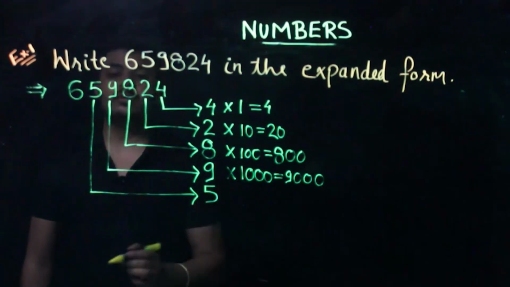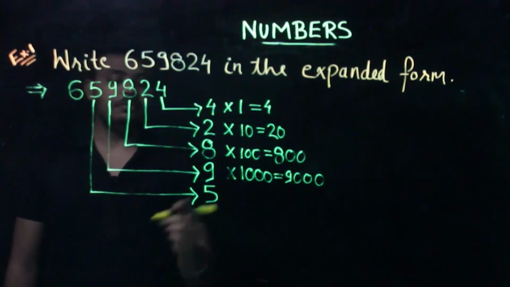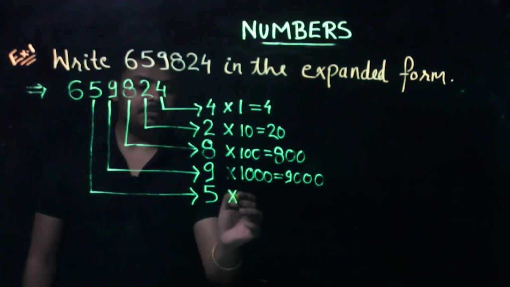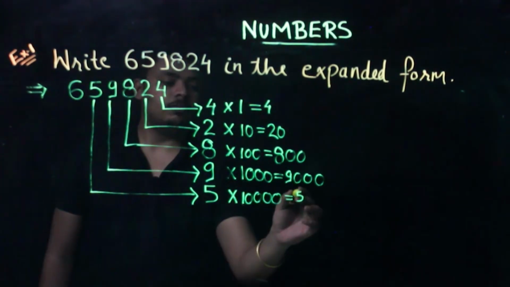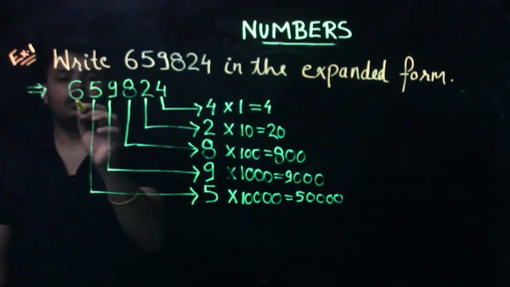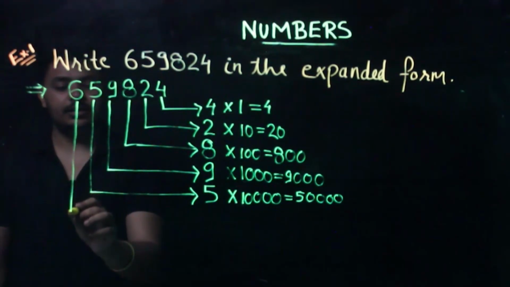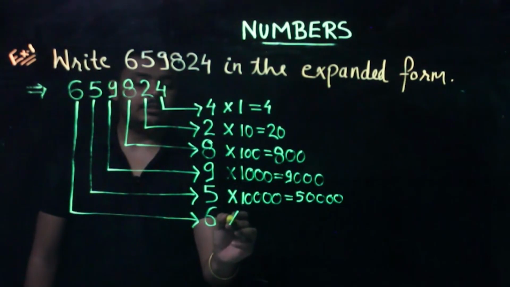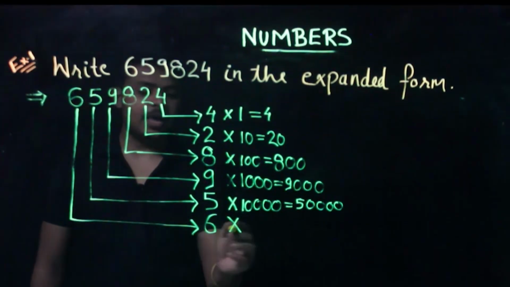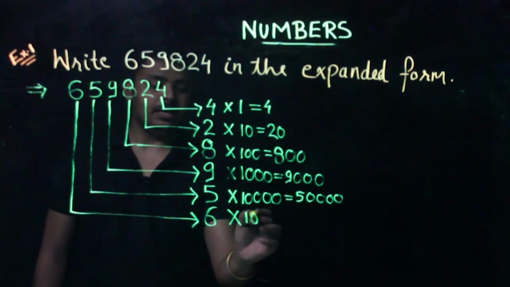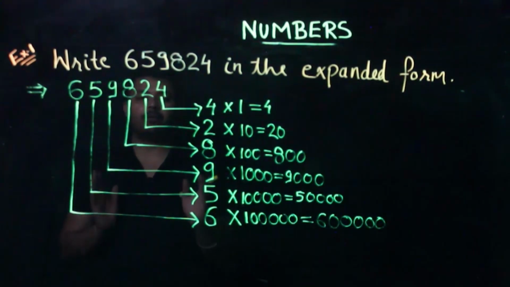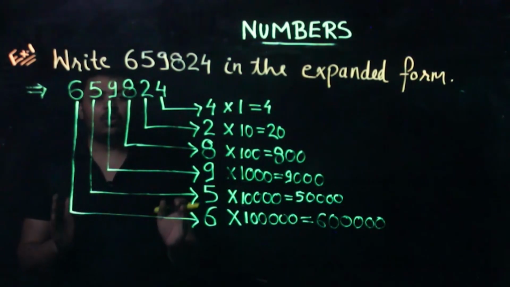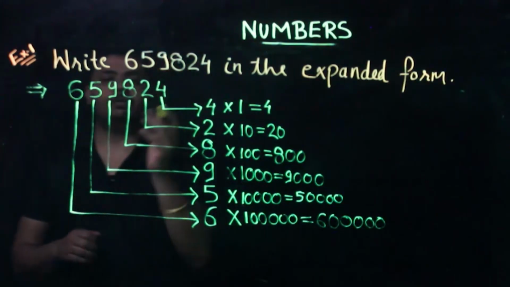Then we have our next digit as 5. Face value of 5 is 5, and place value or the value of that place is 10,000. We get 50,000. And finally, our last digit is 6, and its place value is lakhs column. So multiplying it with 1 lakh, we get 6 lakh. So we have got all the place value of each and every digit in the given number.